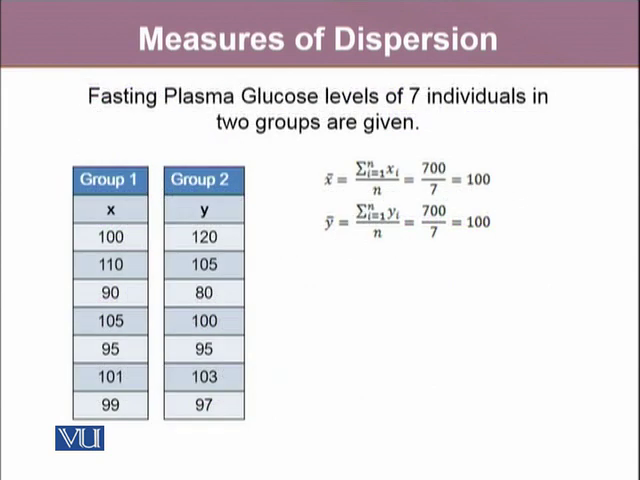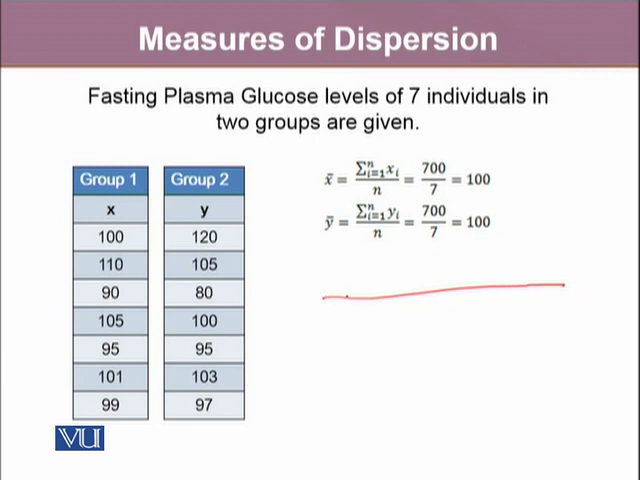We look at this data where we have the fasting plasma glucose levels of 7 individuals in two groups. The first group has the observations 110, 110, and so on, where the minimum observation is 90 and the maximum observation is 110. In group 2, the minimum observation is 80 and the maximum observation is 120. If we calculate the mean of both data sets, it turns out to be 100 and 100. But if we look at the spread, they do have different spreads.